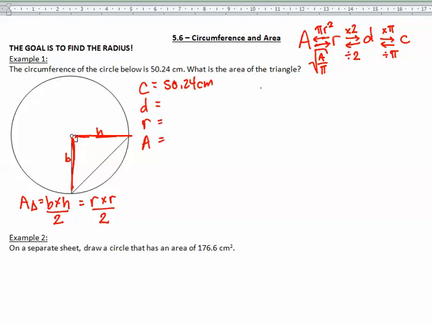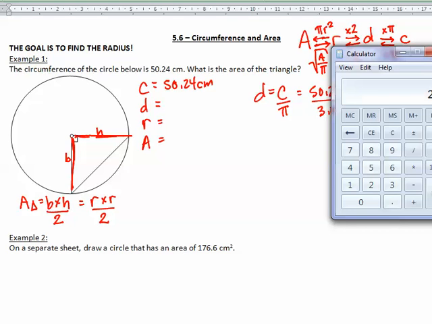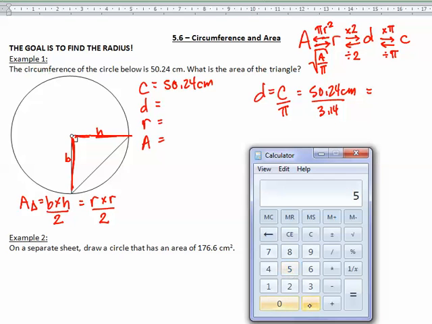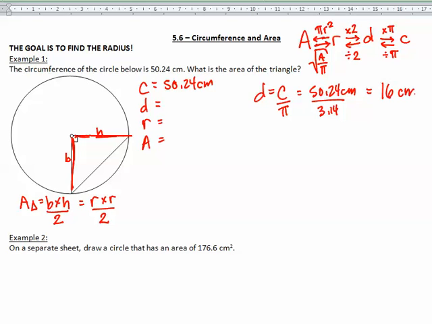So working on this one, diameter is equal to circumference divided by pi, which is the same as 50.24 centimeters divided by 3.14. My diameter is 16 centimeters. Just a little hint, normally when you get these nice round numbers, then you're probably on the right track. Radius is equal to diameter divided by 2. This is 16 centimeters divided by 2, and so my radius is 8 centimeters.